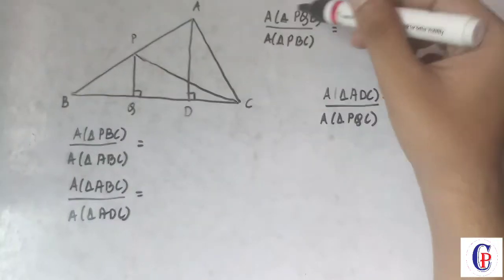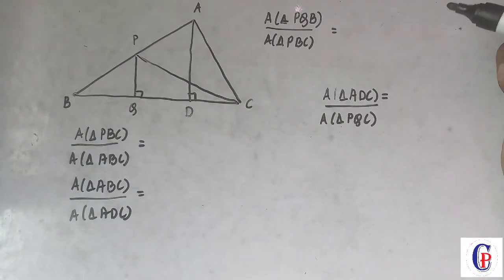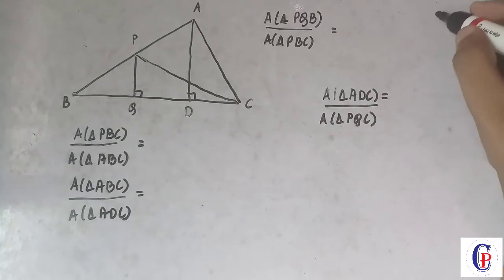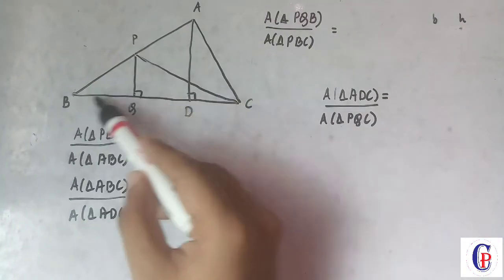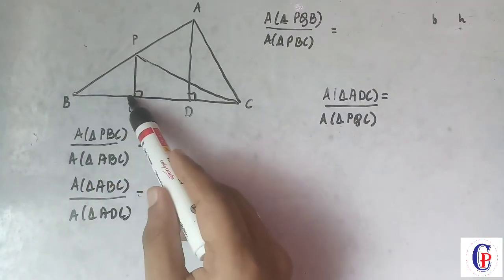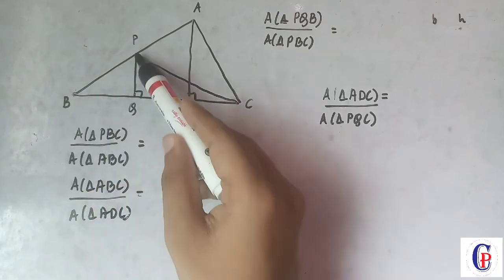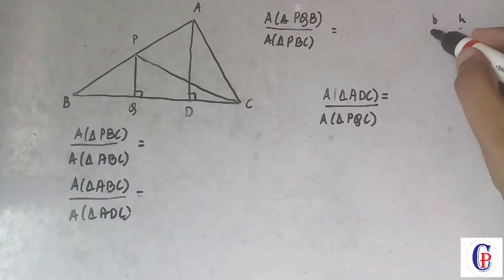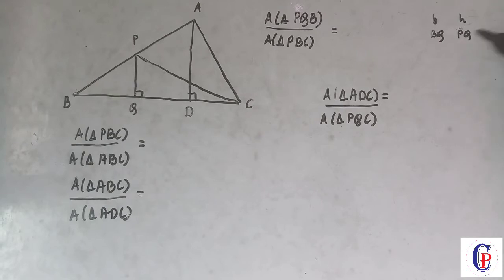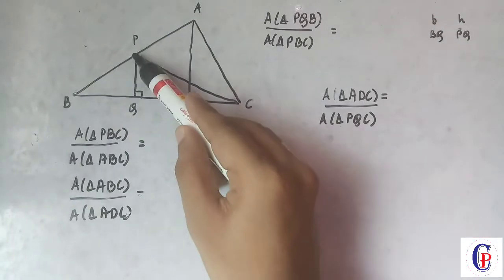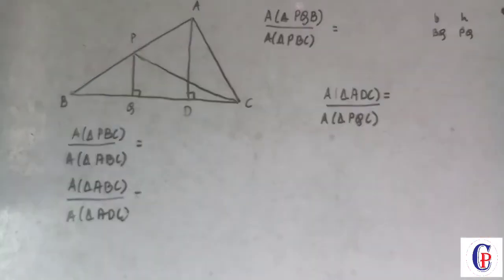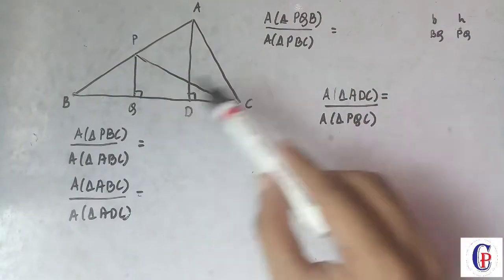Now let us start with this first. It says triangle PQB and triangle PBC. Again let me do this shortcut trick here: base and height for triangle PQB. BQ is the base, PQ is the height. Let me write here BQ and PQ. We know what the height is: the line which comes from the opposite point. And we have one more triangle, which is PBC.